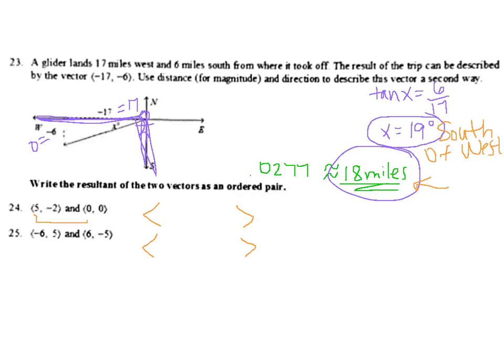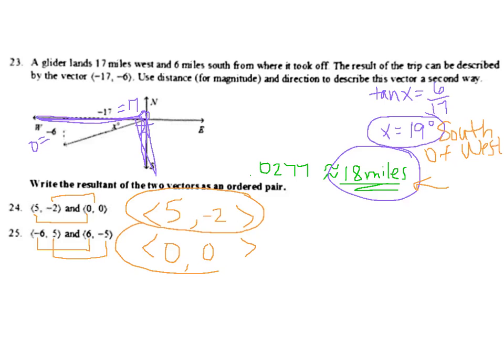So I'm going to take 5 plus 0 is 5, and negative 2 plus 0 is negative 2. That's my first answer. Done. That's simple. Second one, negative 6 plus 6, I get 0. And 5 plus negative 5, I get 0. So that's my second resultant vector. That's it.